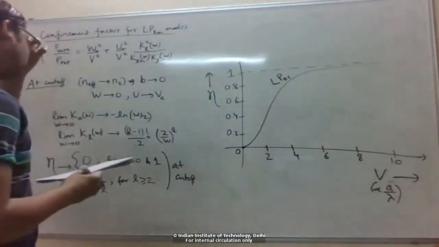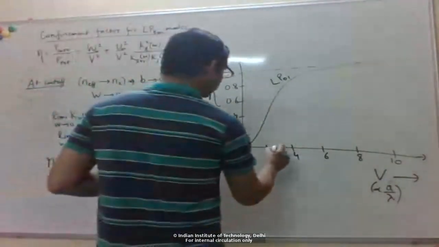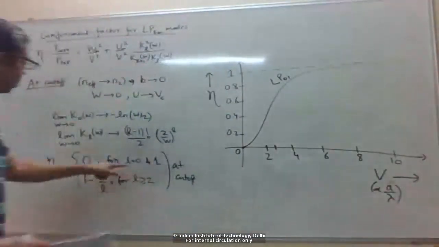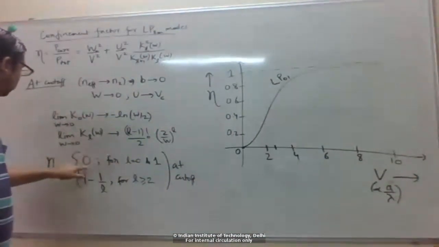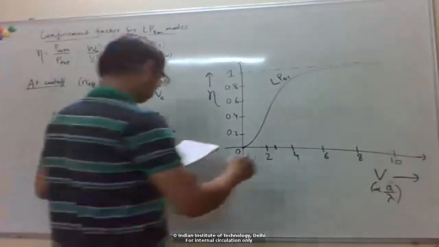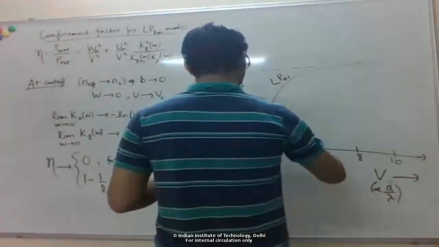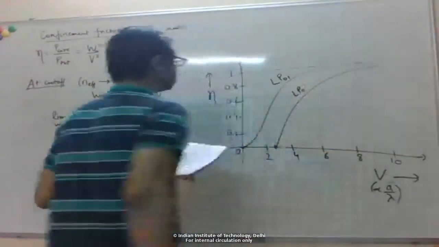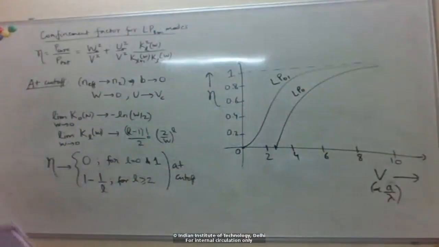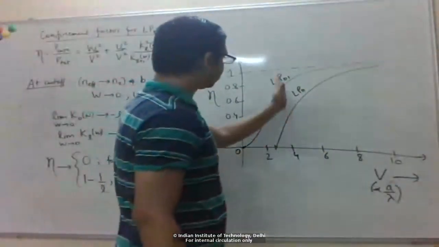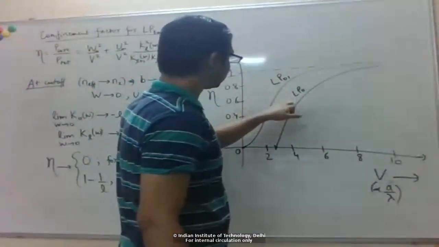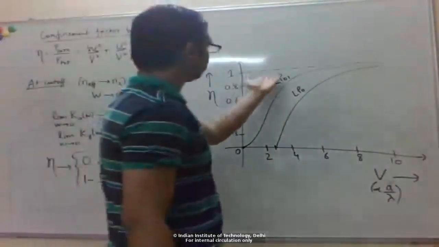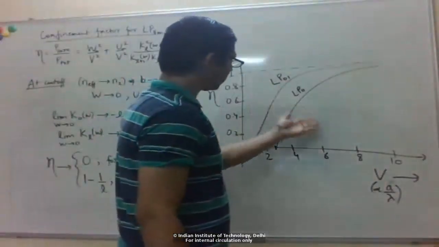The next mode is LP11, right, which starts from this 2.4 here. And so for LP11 also, L is 1, so the confinement factor starts from 0. And this goes like that. LP11. Right? And for any particular V number, you can see that LP01 is more confined than LP11. Right? So that's true in general, right? Any lower order mode will be confined better than a higher order mode.